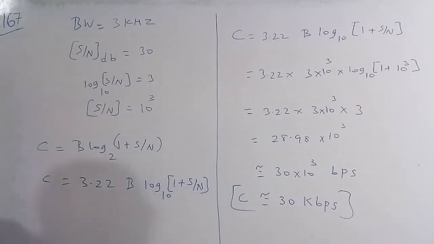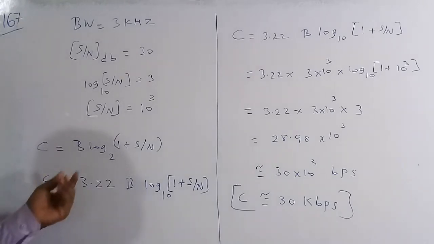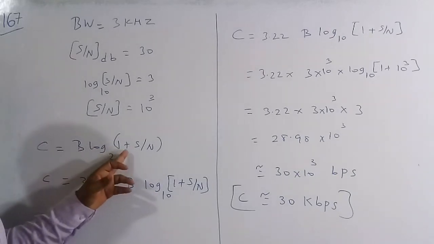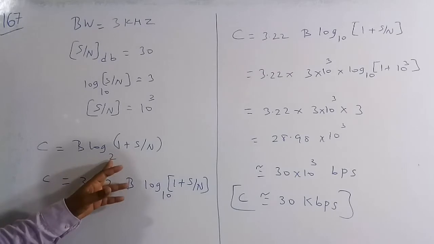So now we have to find the channel capacity, meaning the number of bits per second being transferred through this telephone channel. The basic relation between the channel capacity, bandwidth and the signal to noise ratio is C is equal to B log base 2 of (1 plus S by N).